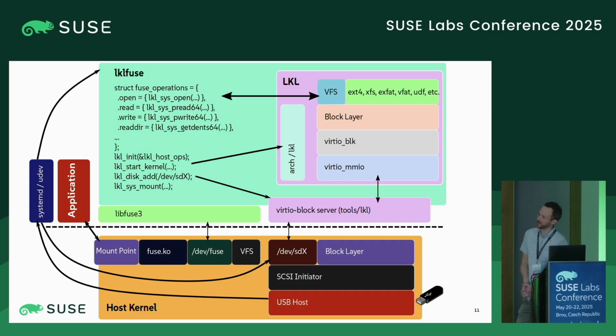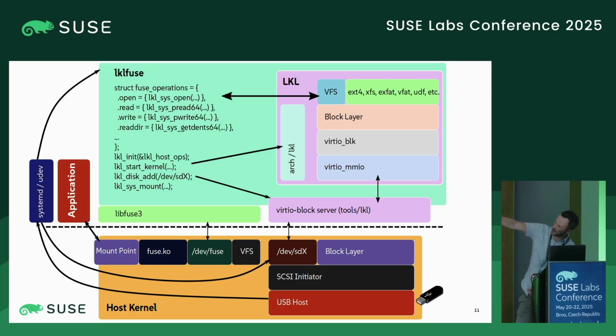With lklfuse, we obviously have a bit more complex stack. Right down the bottom, we have the host kernel. We're still getting this USB device notification, and with that, we're telling udev to configure the owner of the device node. We're starting lklfuse and setting up this VirtIO block device to allow lkl to interact with the block device.